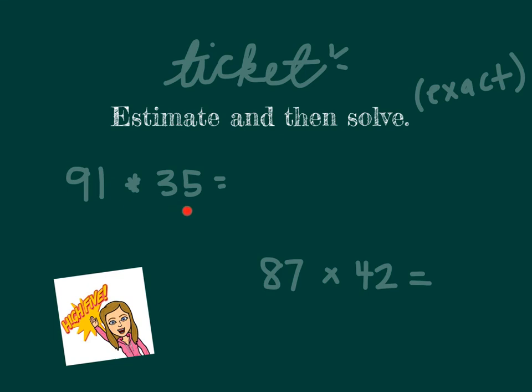Your first one you need to solve today is 91 times 35. Then when you're finished with that one, number 2, you're going to solve 87 times 42. Again, I'd like to see 2 answers for each problem, an estimated answer and an exact product or answer. Good luck.